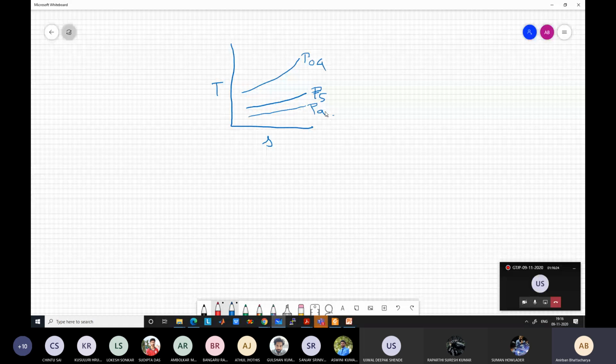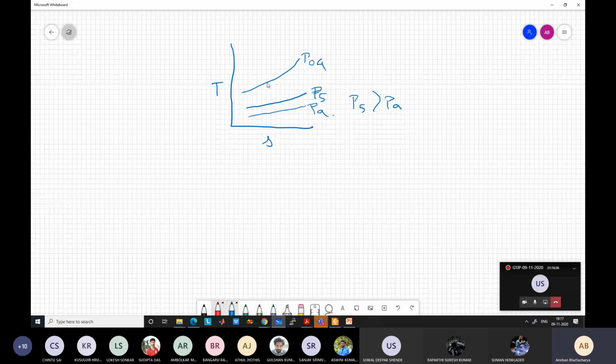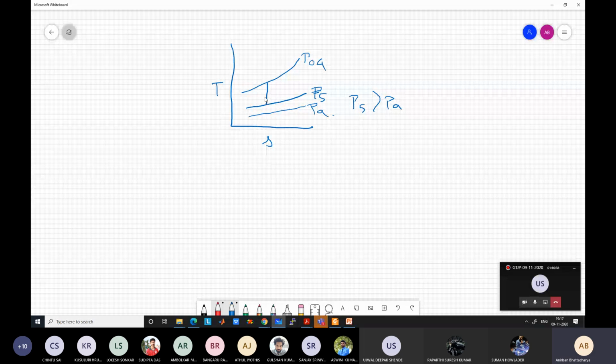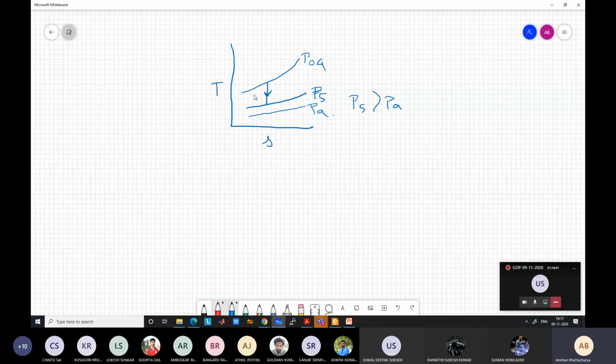Choked condition, P5 is greater than PA. If it is an isentropic nozzle, it means that we are just going straight down, right? Entropy is constant, no losses. And you are going from point 04 to 5. I want to find out P5. So what should be P5?